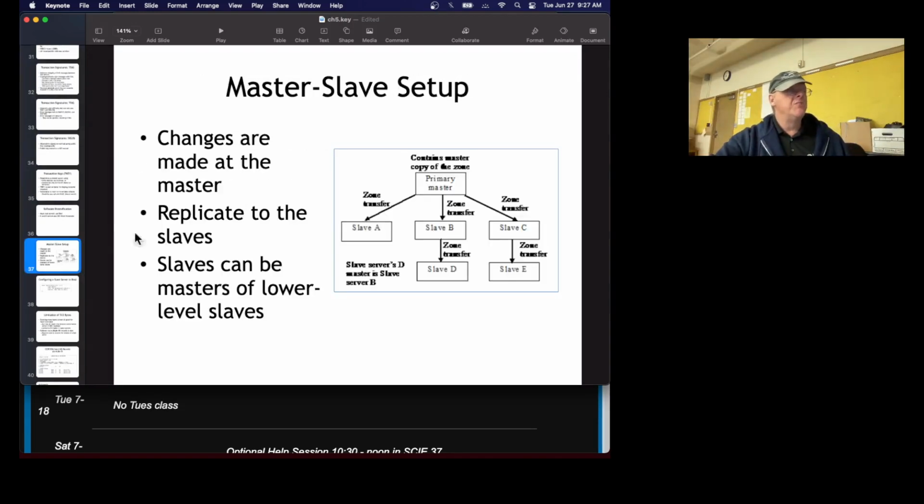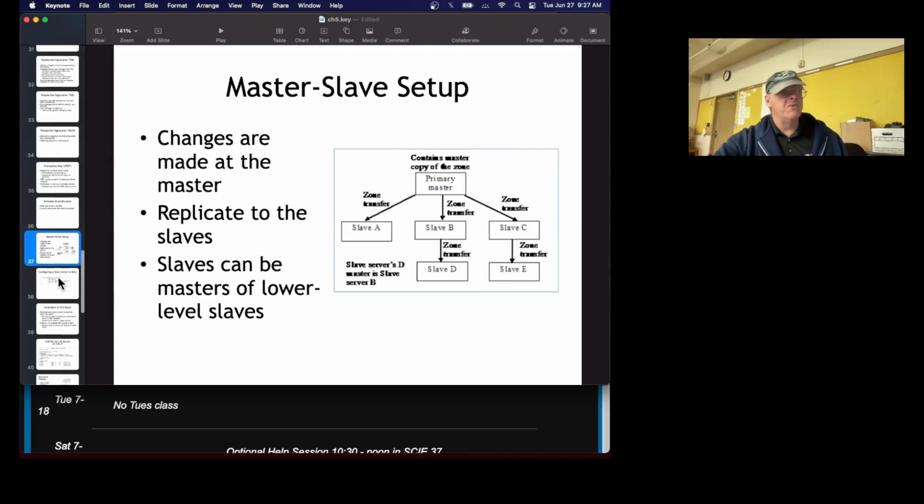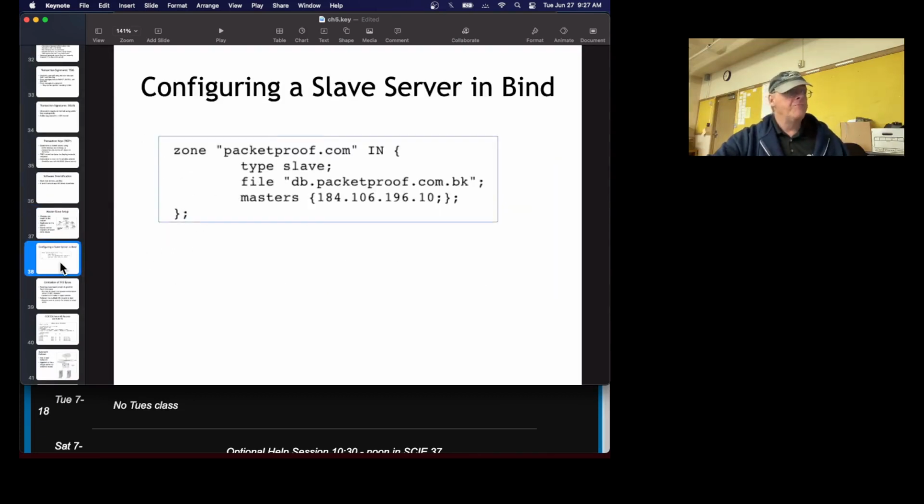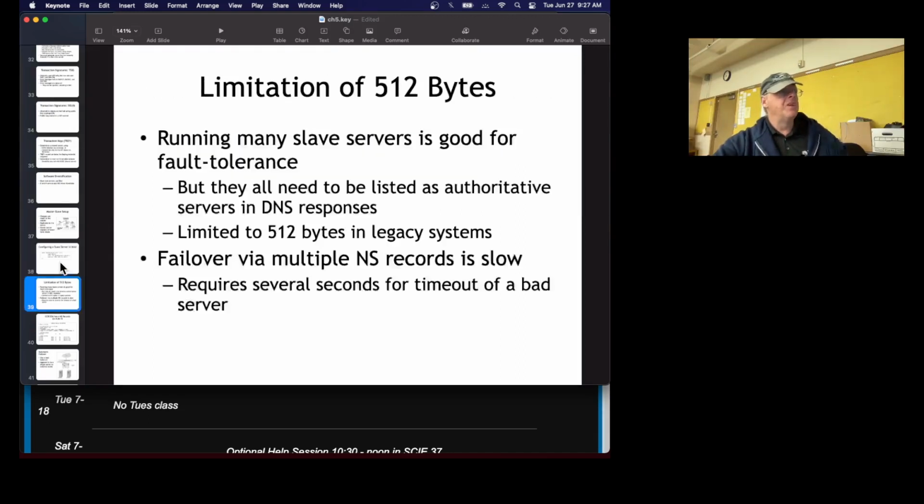There's various servers used, and there's a master-slave setup. You have a master that has a master copy of the zone, and then you have zone transfers to make copies and copies of copies. So that's the way it's always set up. And you can configure that in BIND to make your thing into a slave server.